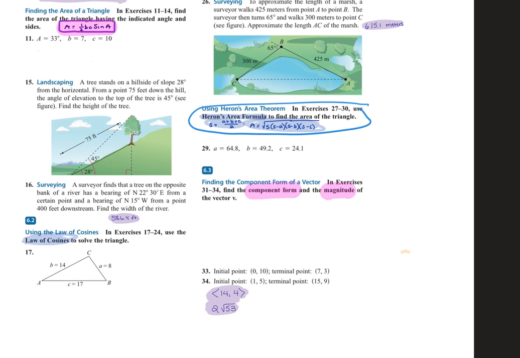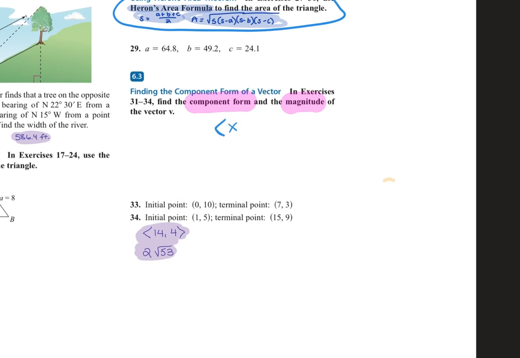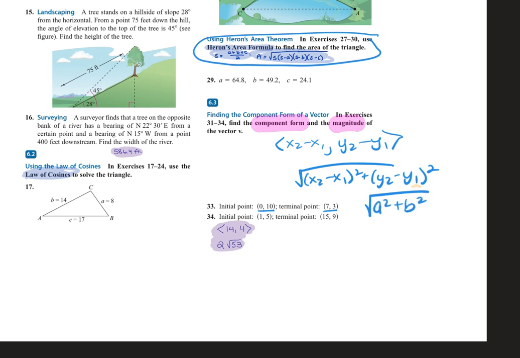6.3, we got into vectors, and we talked about component form. So this is your x2 minus x1, comma, y2 minus y1, where your initial is your 1s and your terminal is your 2s, and you leave it in component form. And then the magnitude is the square root of (x2 minus x1) squared plus (y2 minus y1) squared, or if you already have the component form, it's the square root of a squared plus b squared.